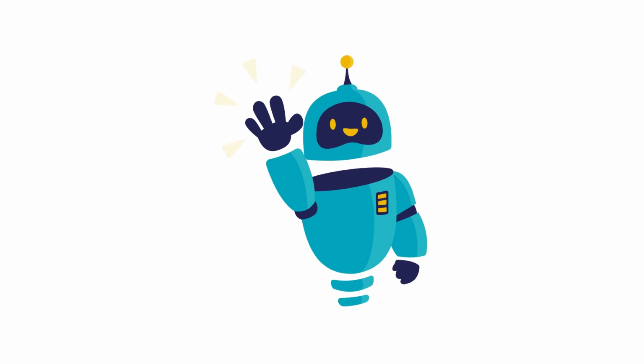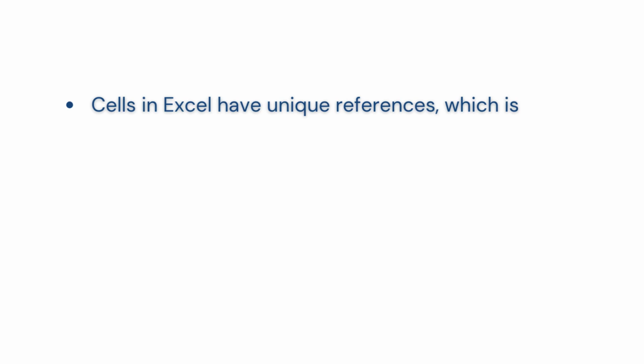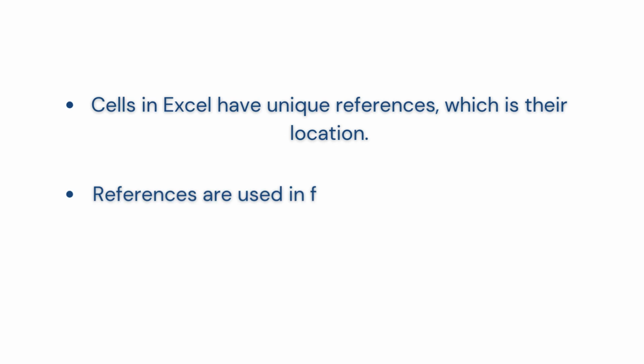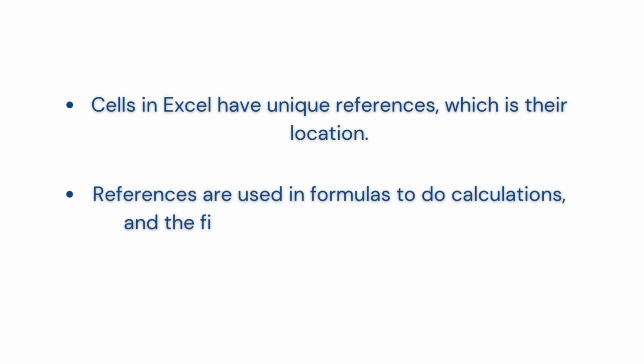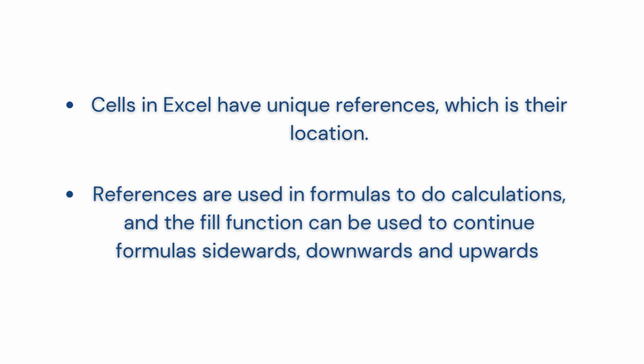In this video we'll be learning about references, so let's get started. Cells in Excel have unique references, which is its location. References are used in formulas to do calculations, and the fill function can be used to continue formulas sidewards, downwards and upwards. Here fill function refers to copying, sequence, dates, functions.